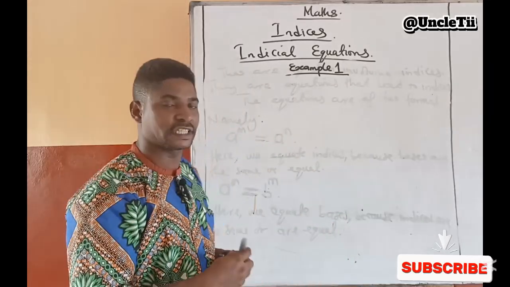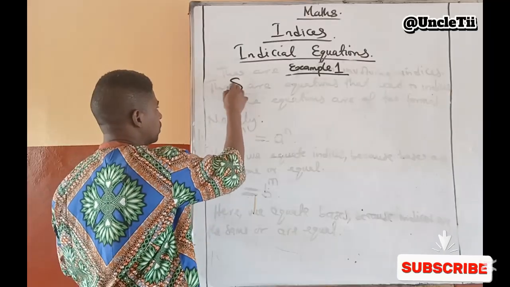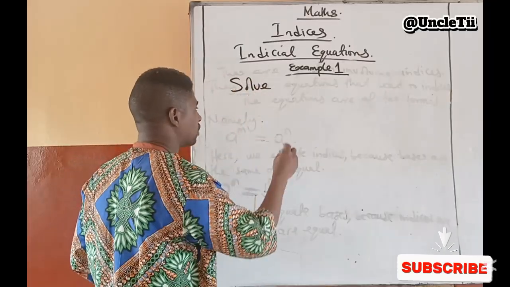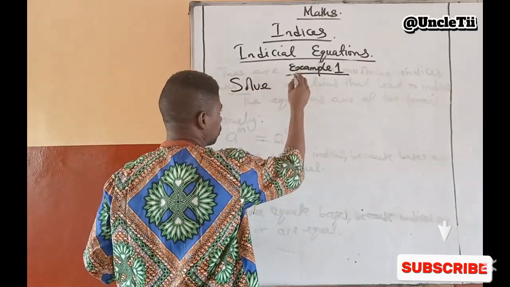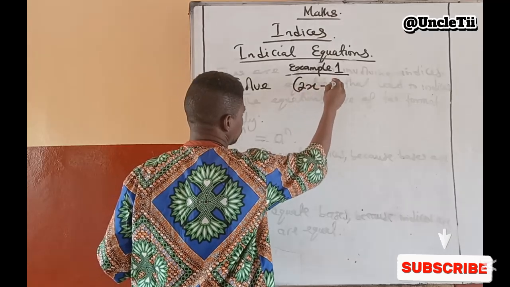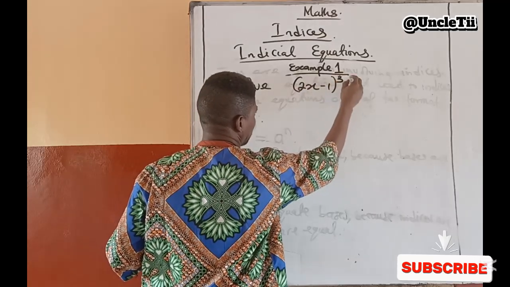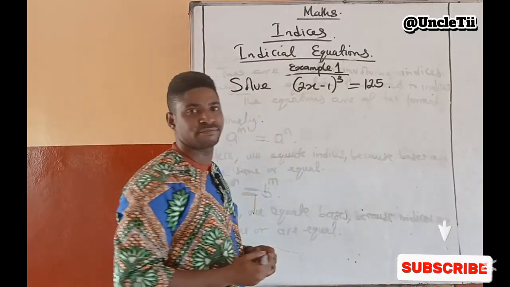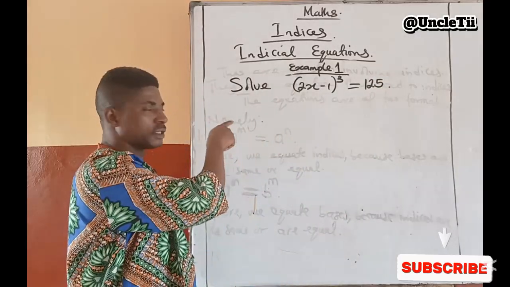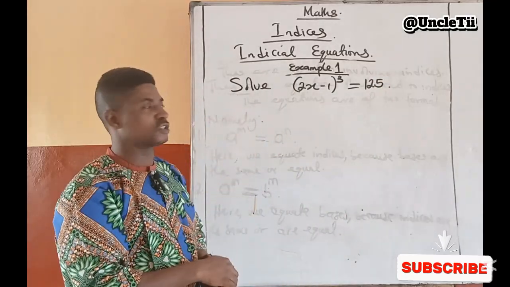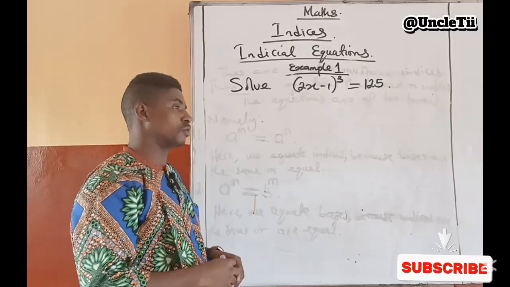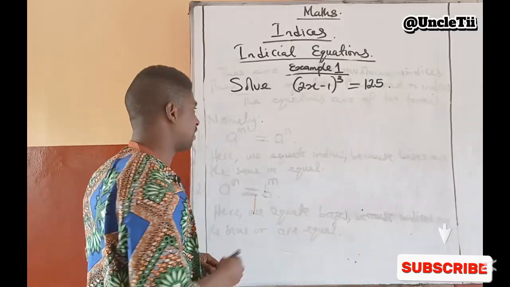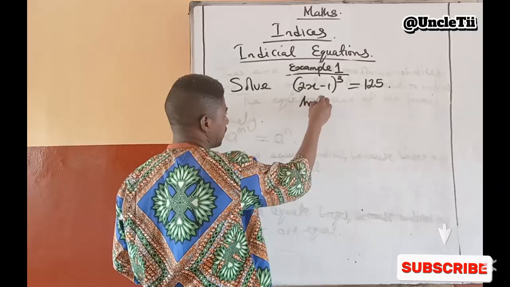Let's look at the very first example. Here, we want to solve the equation (2x minus 1) raised to power 3 equal to 125. Here's our answer.